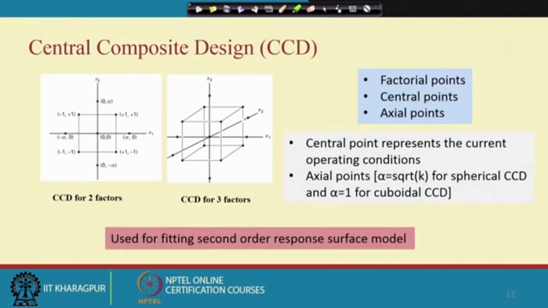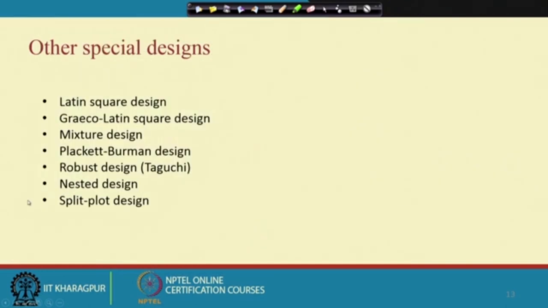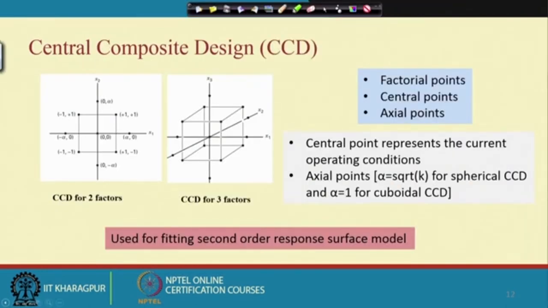Now, another important design is known as central composite design. For example, you consider a 2 to the power 2 design. In this case, your independent settings are these. These are nothing but known as factorial points. So, 4 independent settings, 4 different treatment combinations.